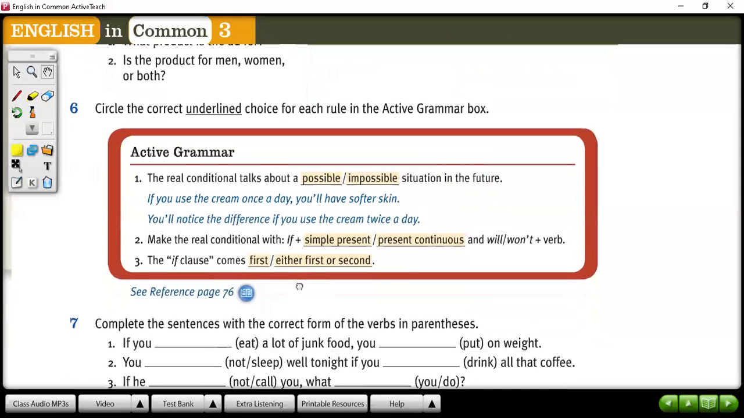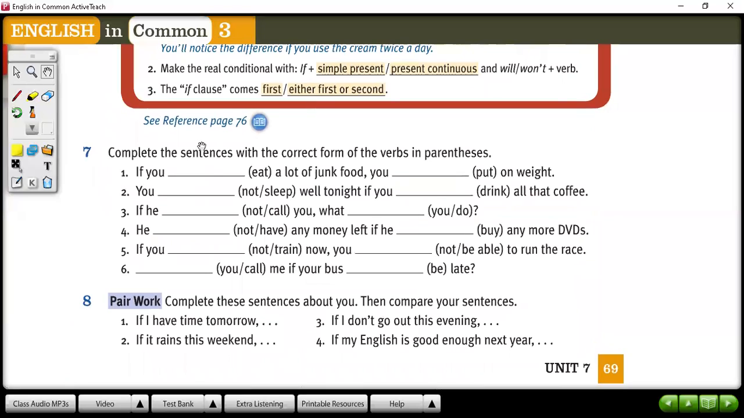After doing that, you have to do practice 7, okay? You have to complete the sentences with the correct form of the verbs in parentheses. Here you have the verb, complete here. Here you have the verb, complete here.